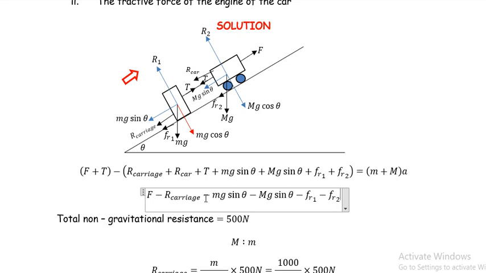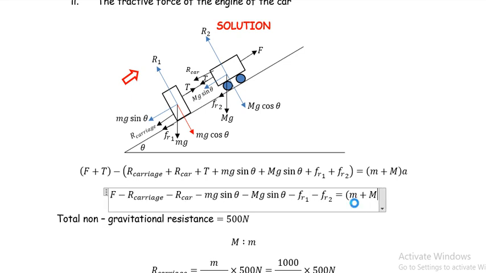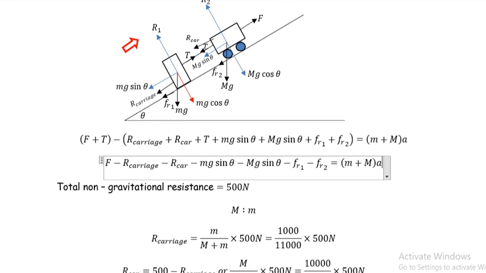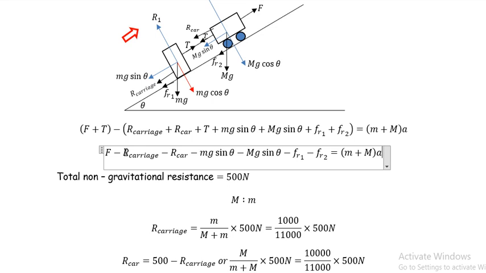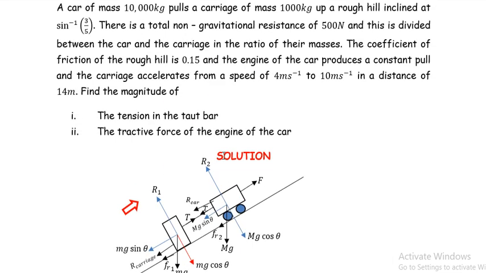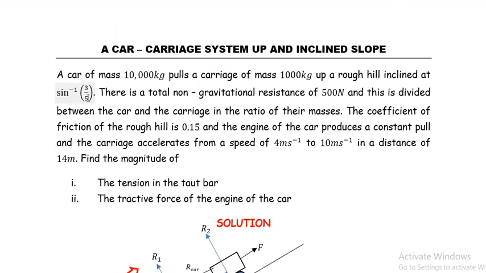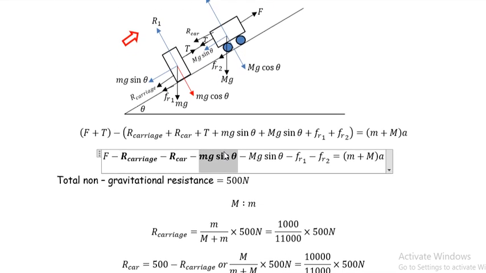Oh, I forgot to subtract R car first here. If I subtract here at the last, I'm still correct. Then equal to small m plus capital M times the acceleration. So from this, let's look at what we have. We have R carriage, we have R car, we have m g sine theta. We know that theta is sine inverse of 3 on 5, so sine theta is just 3 divided by 5.